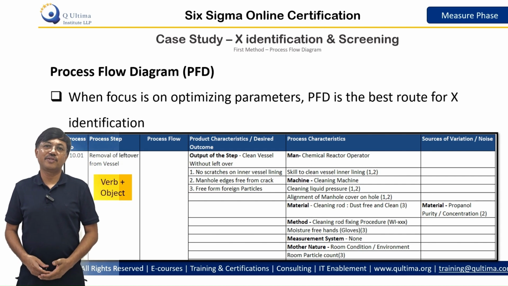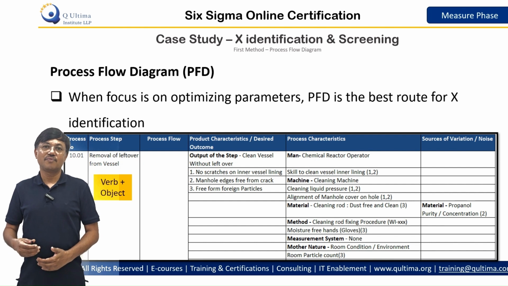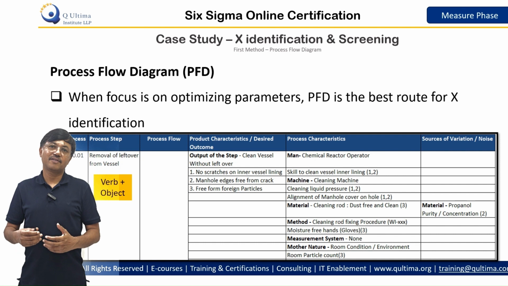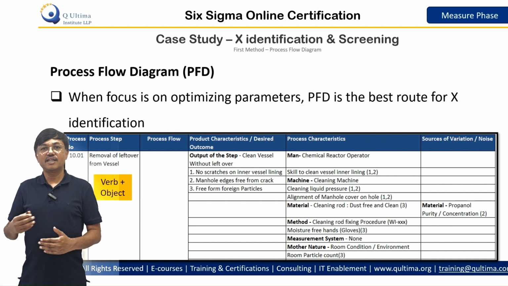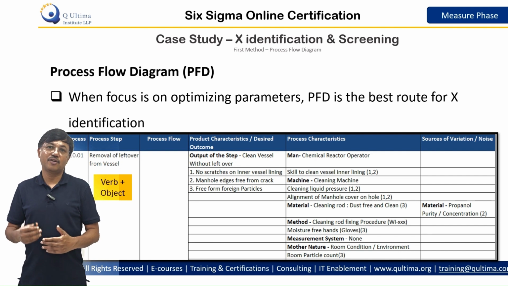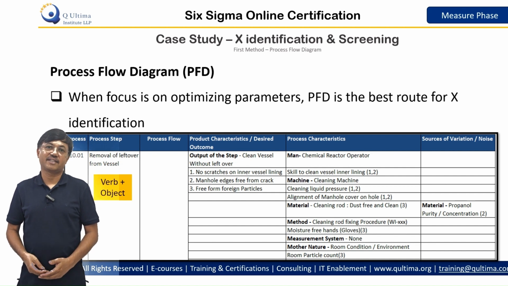The next step is to define process characteristics. Process characteristics are the required properties of the 6 M's, or the resources which are utilized in executing this process step to achieve the desired outcome. These 6 M's are man, machine, material, method, measurement system, and mother nature. So with respect to man, the reactor operator should have skills to clean. For example, with respect to machine, the cleaning machine should have the right liquid pressure. With respect to method, it can be that hands or gloves should be moisture free, and so on. These properties are called process characteristics.